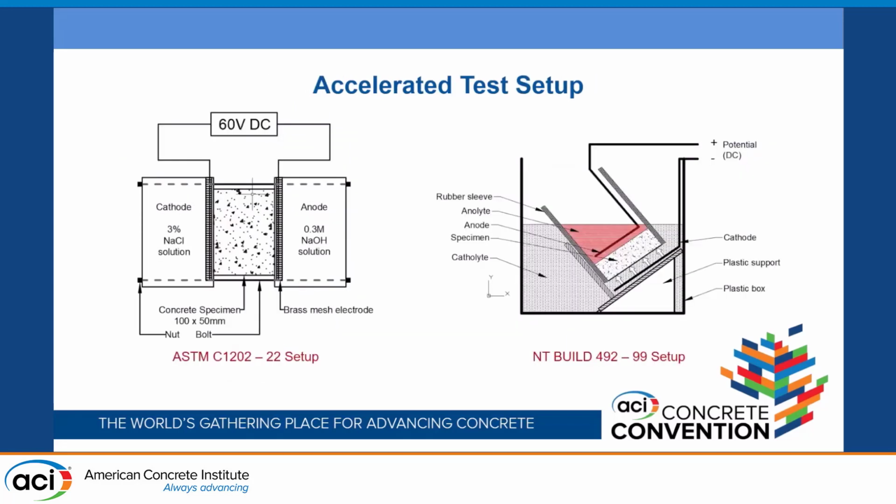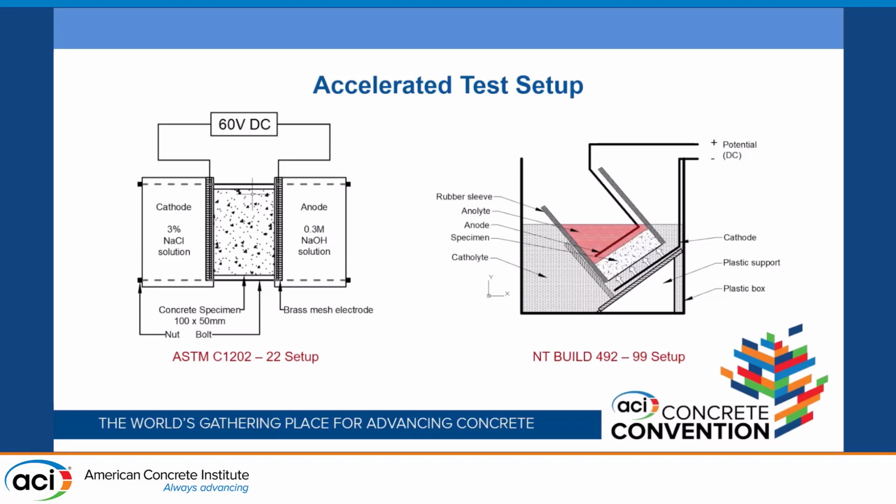Now the next thing I will do is explain our test setup. I said earlier that we built the setup with the principles laid down in the rapid chloride penetration test, and we know there are two main methods for this, which are the ASTM standard as well as the NT Build 492. For the ASTM standard, we have 60 volts being passed into a setup with two brass mesh electrodes and a 2-inch diameter, 2-inch length sample in there. The NT Build is somewhat similar, just the configuration is different.